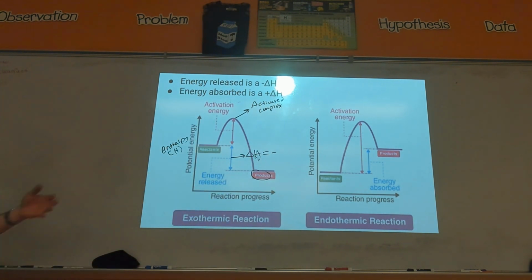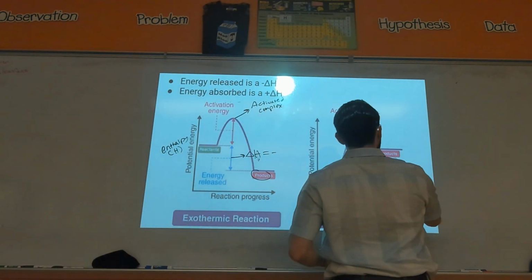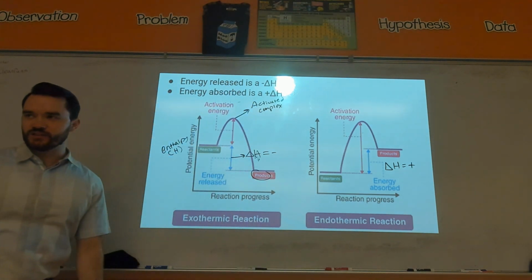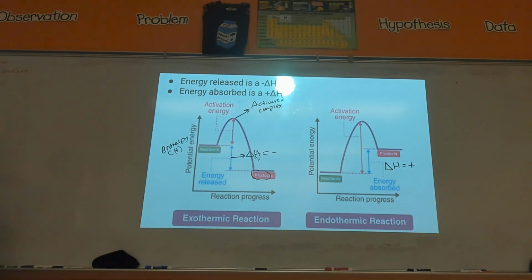All right. Now let's compare that to an endothermic reaction. Endothermic, you have to put energy in, right? So the products are going to end at a higher energy level than the reactants. We would say energy is absorbed. Or another way of saying that, if we're talking about enthalpy, is it is a positive delta H. Okay? And think of it like potential energy. There's more energy stored in these products.